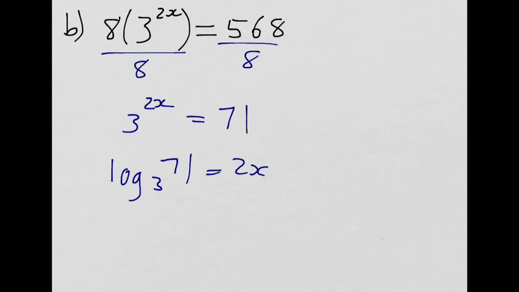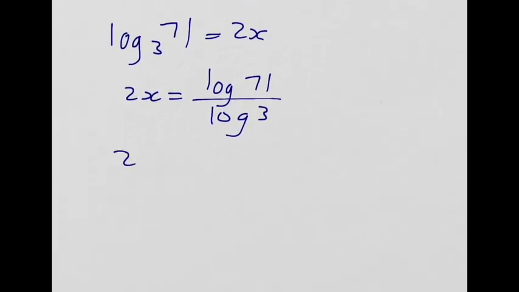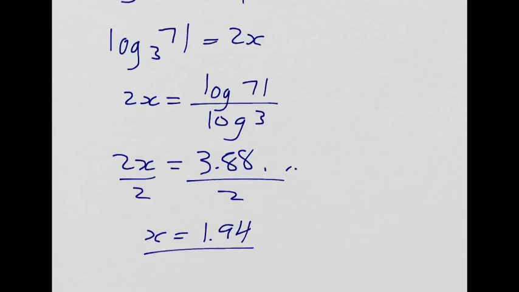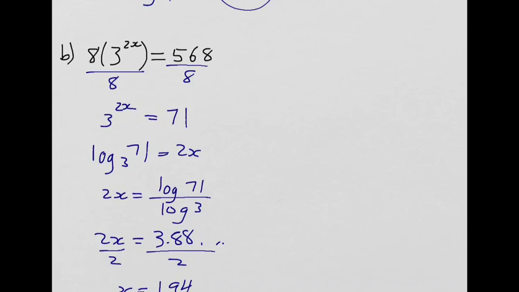From here, you could just go 2x equals log 71 over log 3 in your calculator, and then you could divide by 2. So what is log 71 divided by log 3? 3.88. And then divide out the 2. 1.94. Any restrictions? No, again, because it's an exponent, so we're safe.